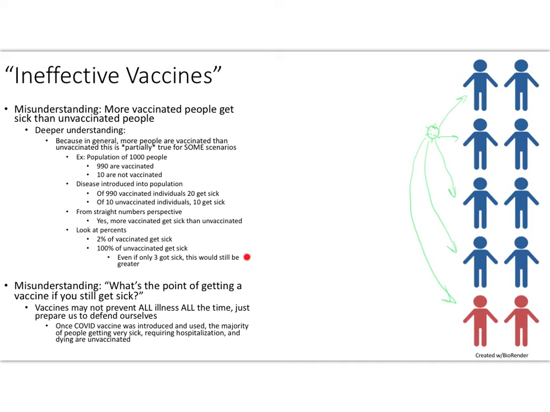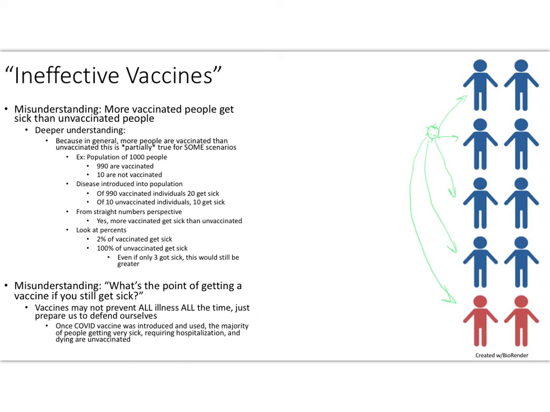If you stop the story here, you're not telling the whole truth. If you look at the percents, you have an entirely different story. 2% of the vaccinated people got sick. 100% of the unvaccinated people got sick. And even if only 3 out of the 10 people who were unvaccinated got sick, that would still be more, at least from a percent perspective, than the vaccinated people. So keep in mind that just looking at something like this doesn't tell the full story. You need to look at things like percents to get a better understanding.